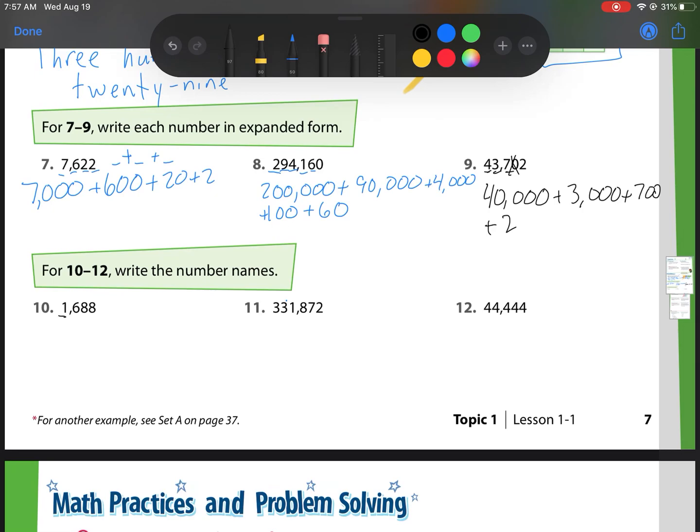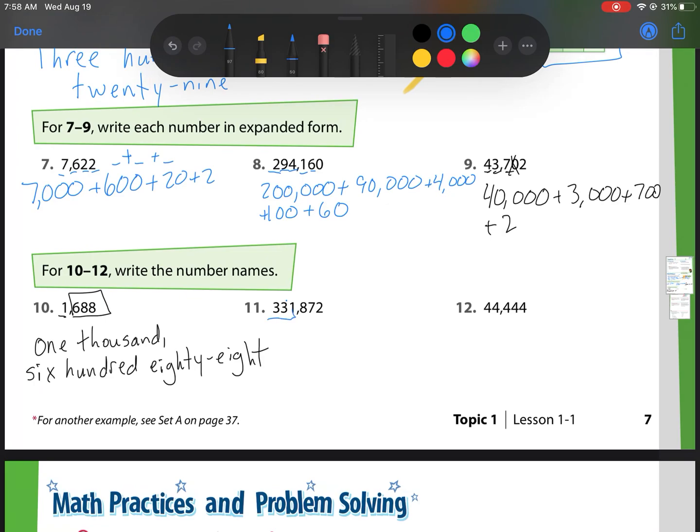Okay, this next one says write the number names, so that means I'm writing it out. So my first period, that first comma, is 1,000. And then my next one is what? 688. Excellent job, guys. So now this next one, again, I break it up into that first period. I'm not sure why they call it that, but it's just the area between the commas. So that's 300, oops, and I was going to write it out for us. That's 300.